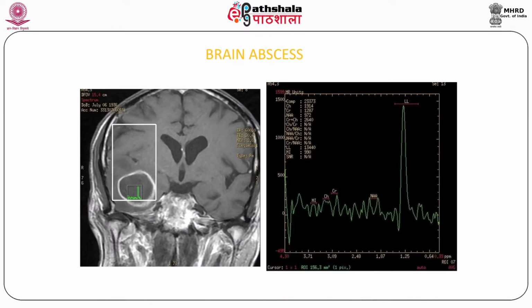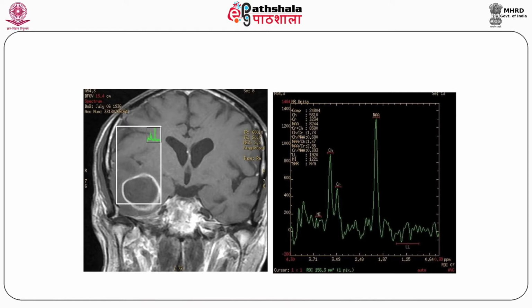Now let us see a clinical scenario of a patient with a ring enhancing lesion in the right temporal lobe of the brain, and a spectroscopic image that is obtained from the center of the lesion shows a very large lipid lactate peak.